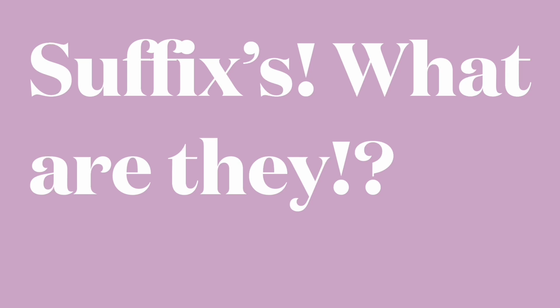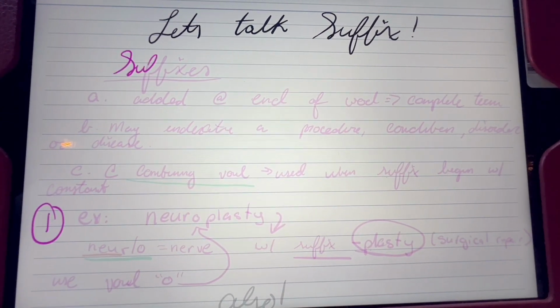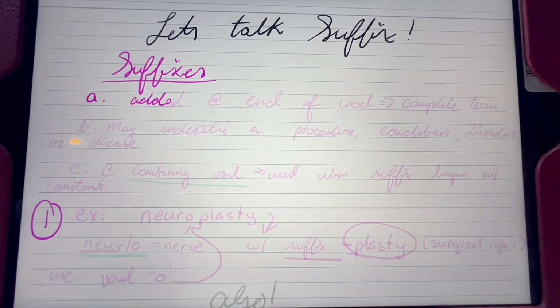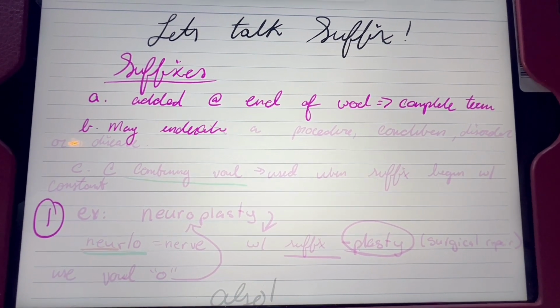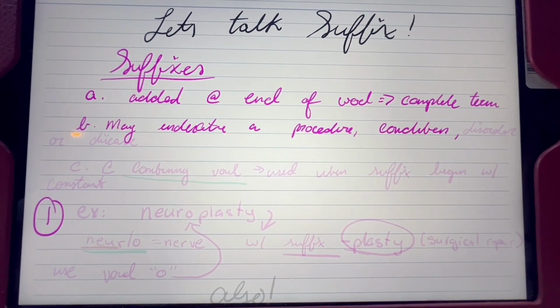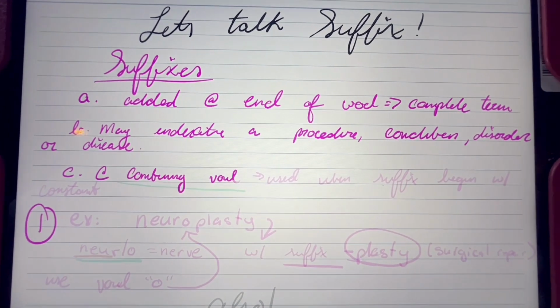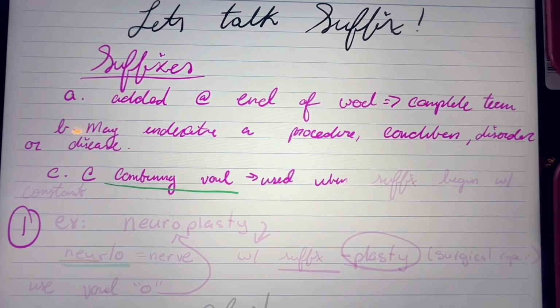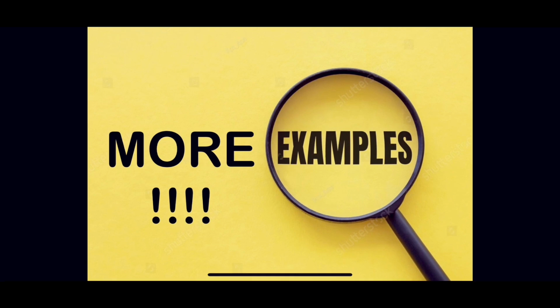Here come the suffixes. What are they, you may ask? Well, let's talk about it. Suffixes are important. They're always added at the end of the root words, and they essentially complete the term. Sometimes they describe the procedure, the condition, or the disorder or disease that a patient may have. They also work with combining vowels, which, used with a suffix, usually begins with a consonant. Here are some more examples, so pay attention.